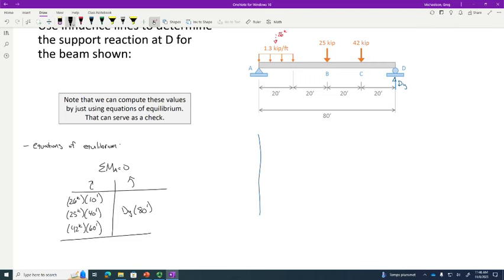We got 26 times 10, that's 260. 25 times 40, that's 1,000. 42 times 60, that's 2520. So this is going to be 3780 foot-kips equals Dy times 80. Therefore, Dy is 47.25 kips going up. Was that too fast, or are you with me on that? Is that okay? So watch this.